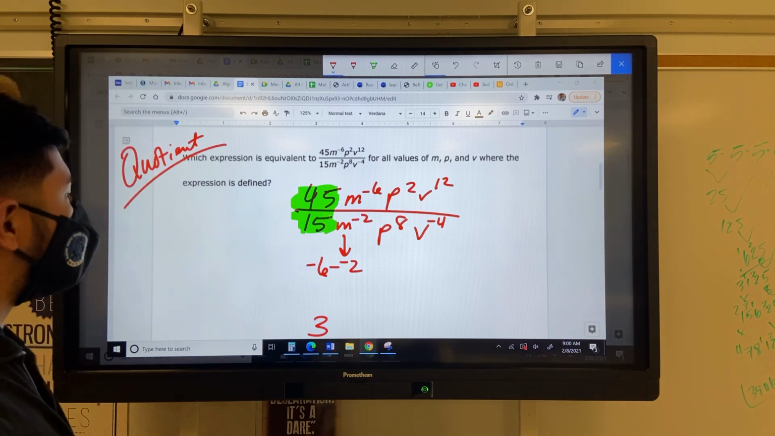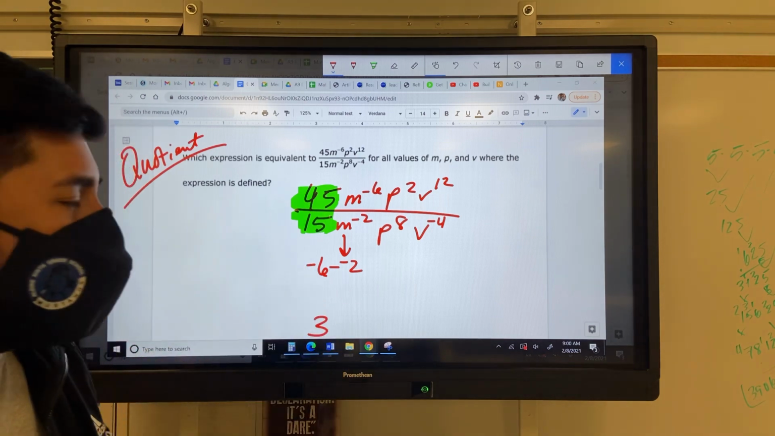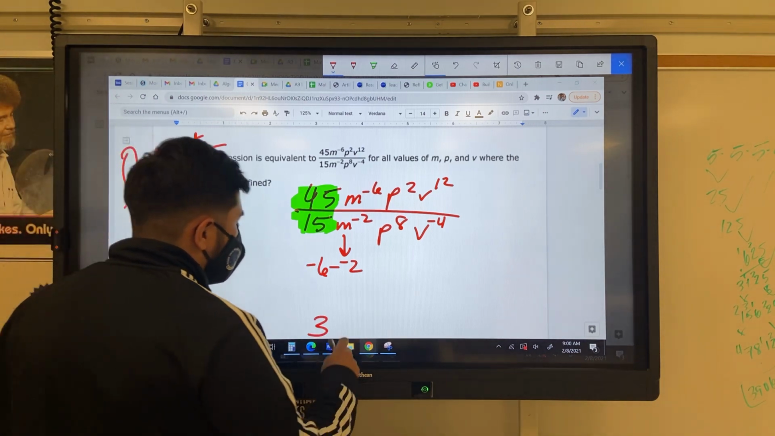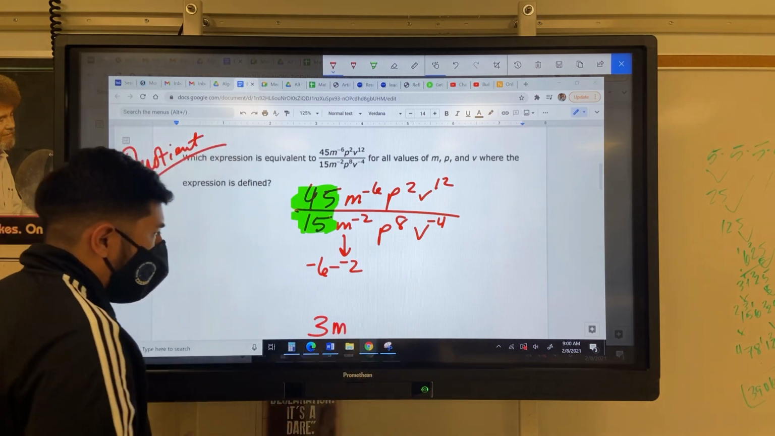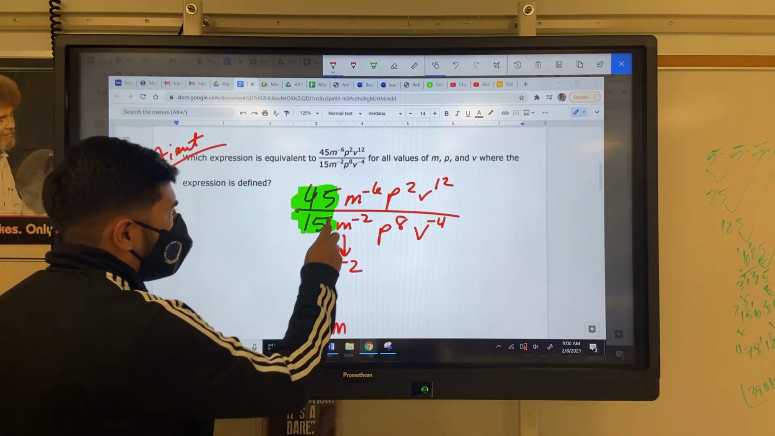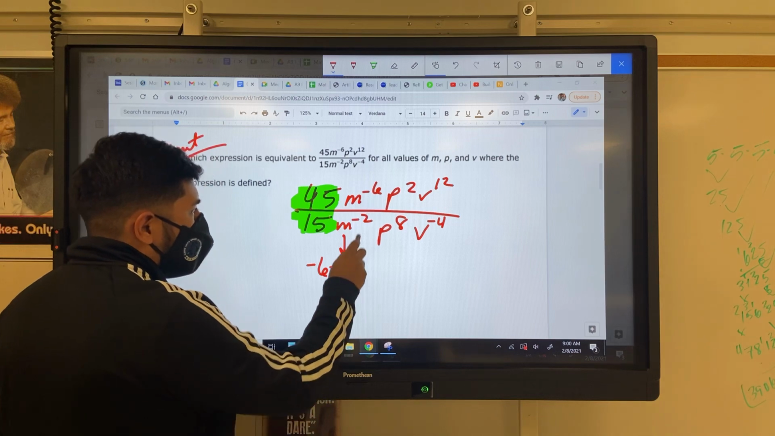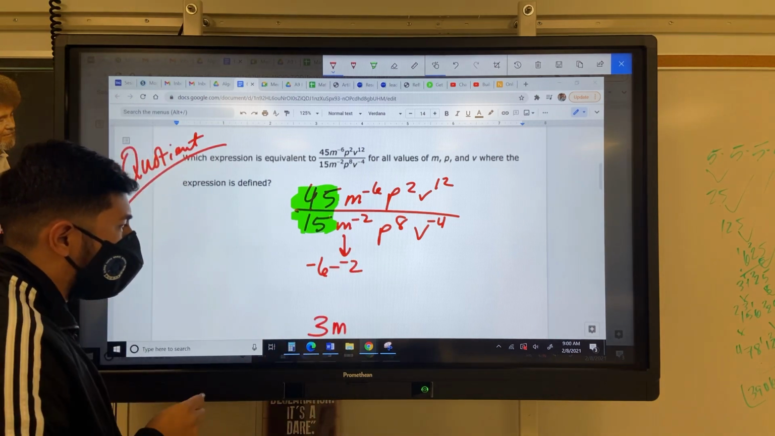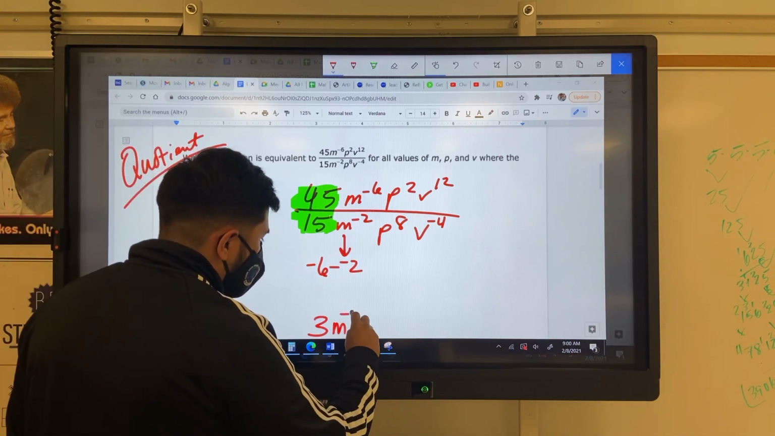Negative 6 minus negative 2. That gives me n. Calculator. Negative 6, where did I get it from, the top? Negative 2 right here, and we're subtracting. You should get a negative 4.